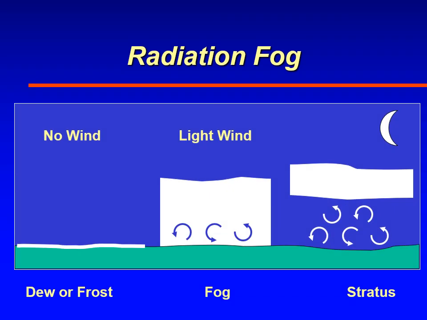Because if you have no wind at all, dead calm wind, then you'll get either dew or frost at the surface. What the wind does is it mixes up the lowest layer of the atmosphere so that you get saturation through a deeper layer. And if you had really strong winds, then instead you would get stratus or stratocumulus clouds because it dries out the lowest layer and then saturates the higher layer.